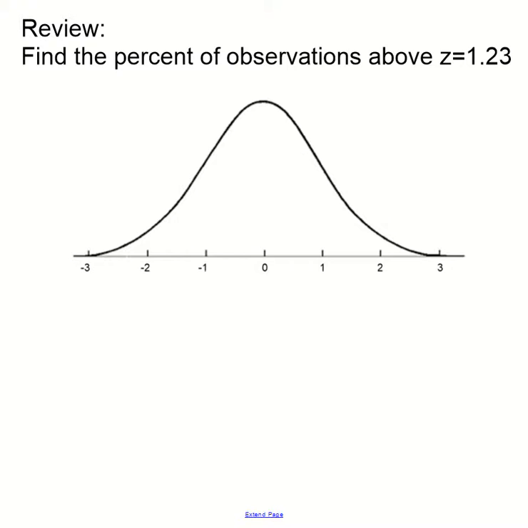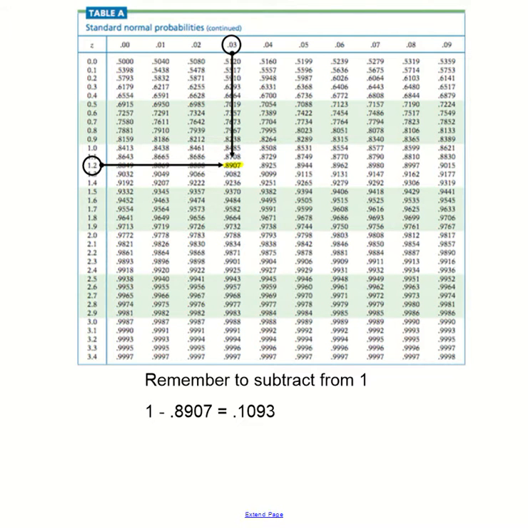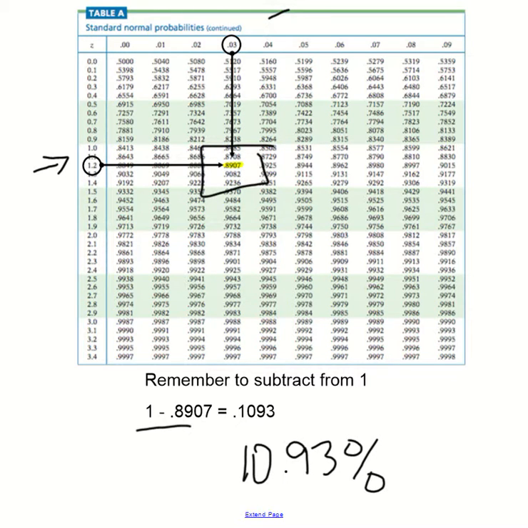So let's do another one like that. Find the percent of observations above z equals 1.23. Remember, in the table they give you the percentages below, so there's something you need to do to find the percent of observations above. So we look for z equals 1.23, we find 1.2, 0.03, we get 0.8907, but because we want the percentage above, we subtract it from 1, and we get 10.93%. So we did both of those in the last lesson.